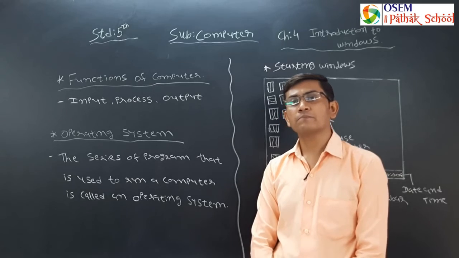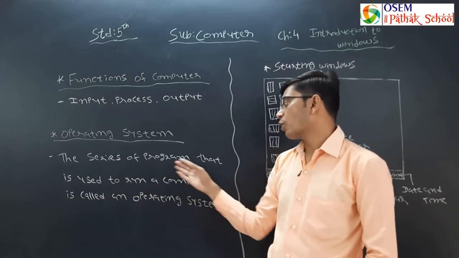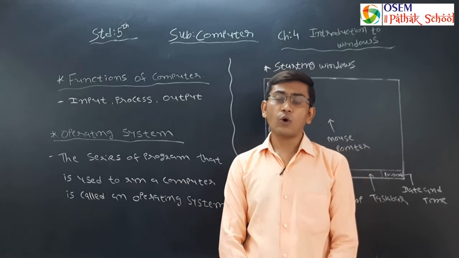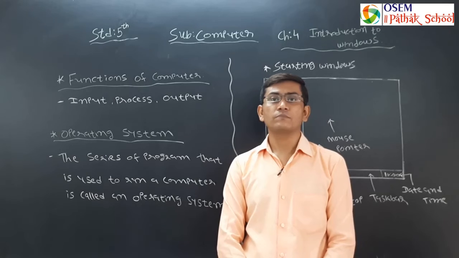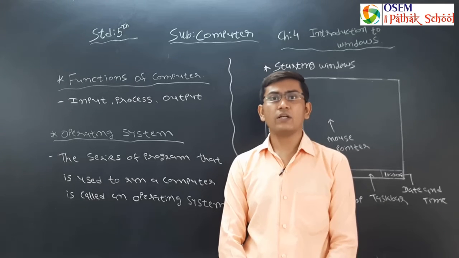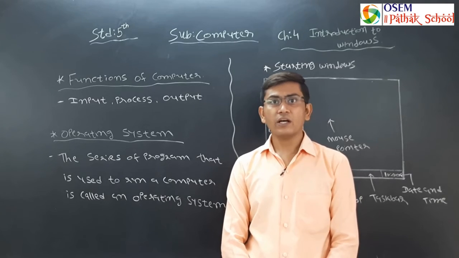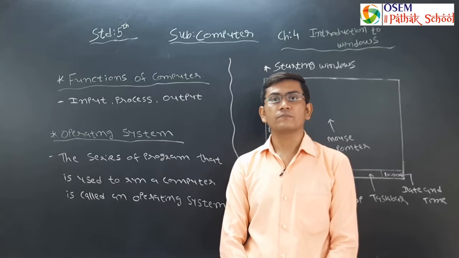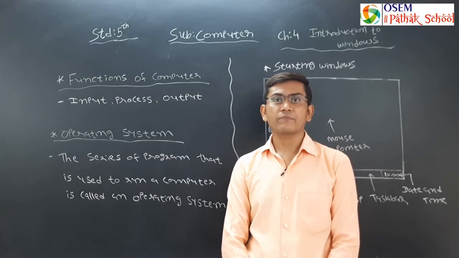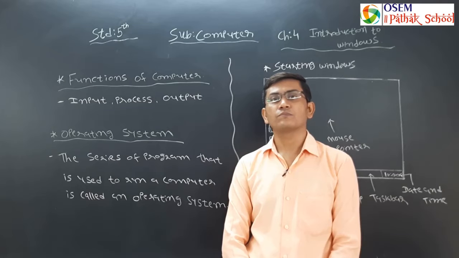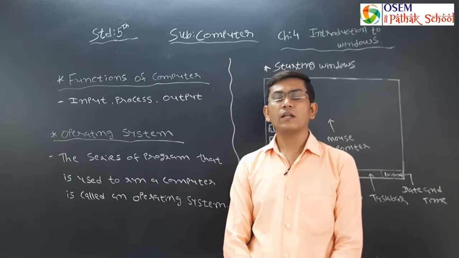What is operating system? The series of program that is used to run a computer is called operating system. When you switch on your computer, the first software that is loaded into your computer is an operating system. Means we can say an operating system is the software that is used to run your computer. Today we will learn Introduction to Windows operating system.